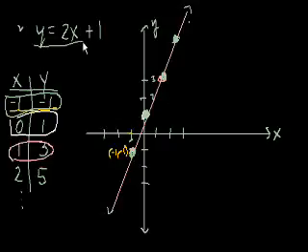And of course, x doesn't have to just be whole numbers or integers. x could be pi, 3.14159, in which case it would be someplace here, and then y would be 2 pi plus 1. So every number that x could be, there's a corresponding y. Let's do another one.